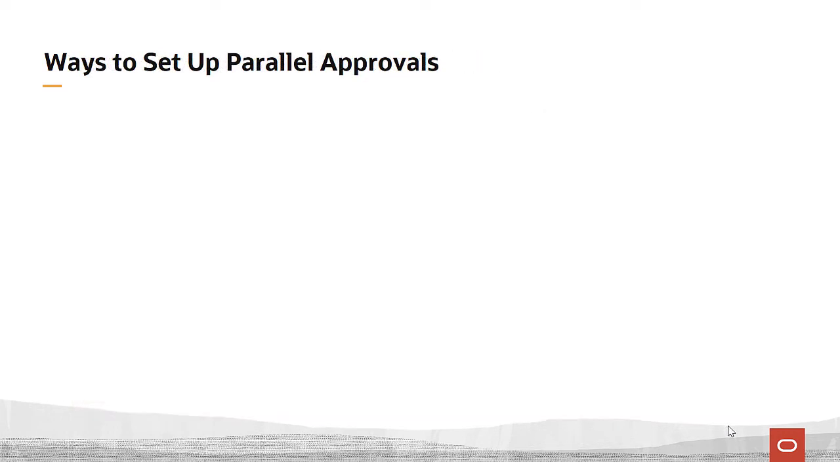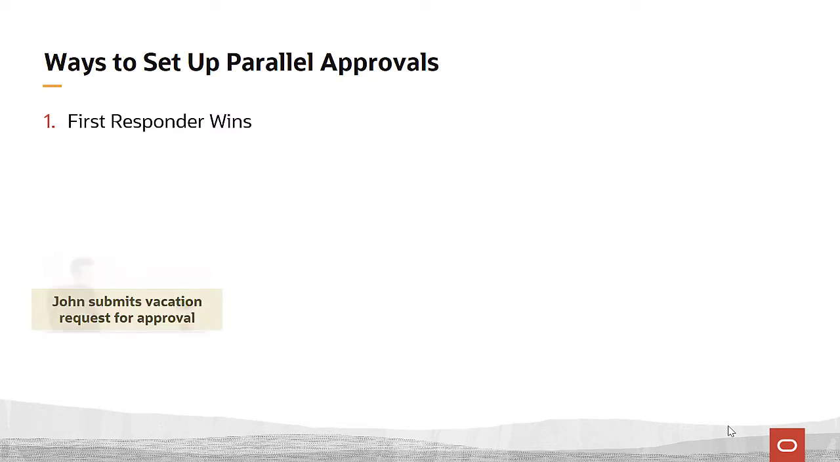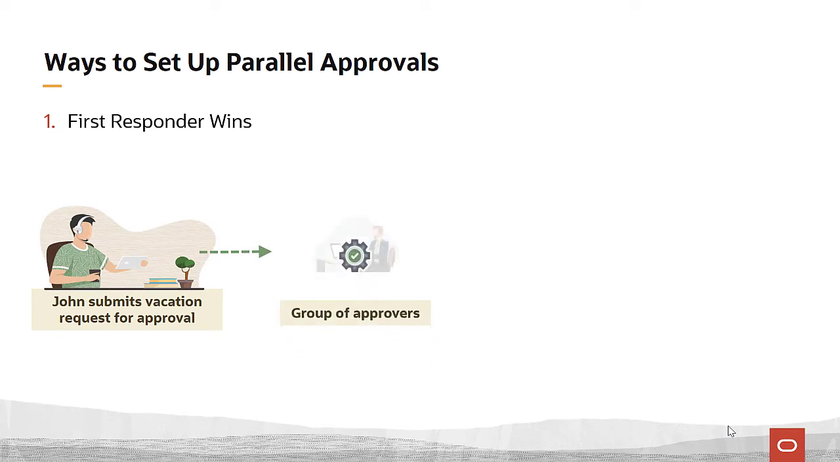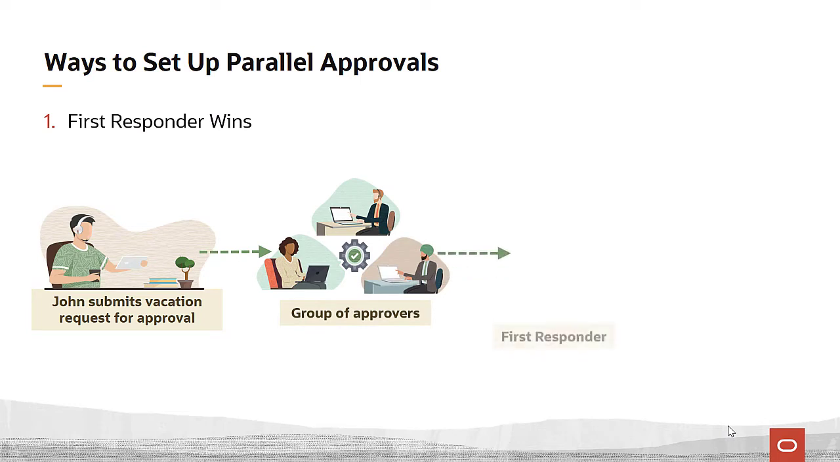There are two ways to set up parallel approvals. When you select First Responder Wins, the first approver response on the task serves as the response for all approvers. In this example, John submits his vacation request. Several managers are assigned for approval. The first manager to respond can approve or reject the request.